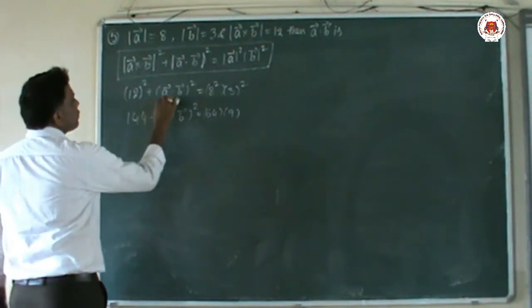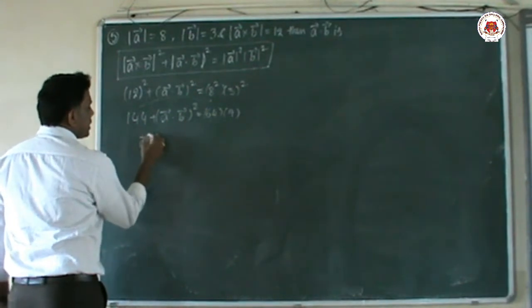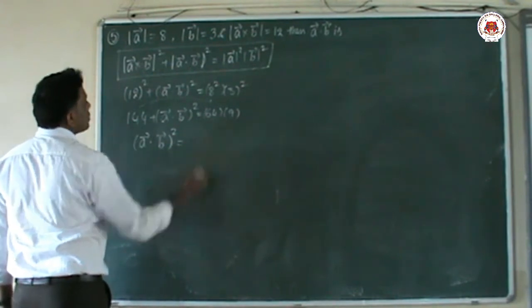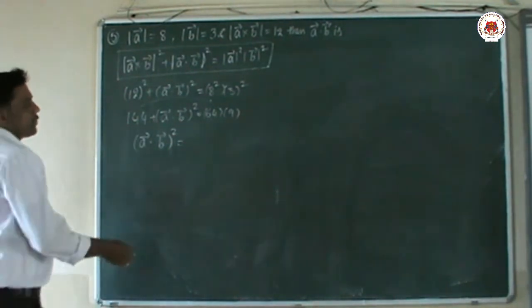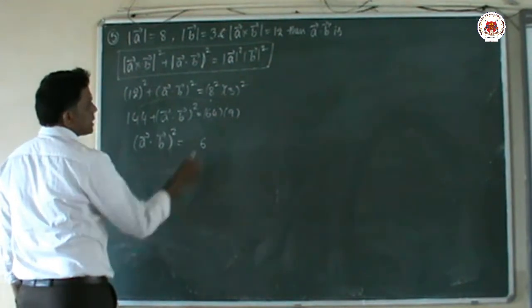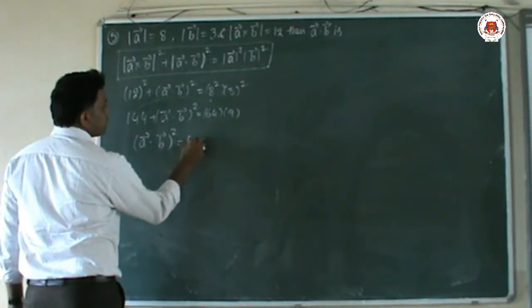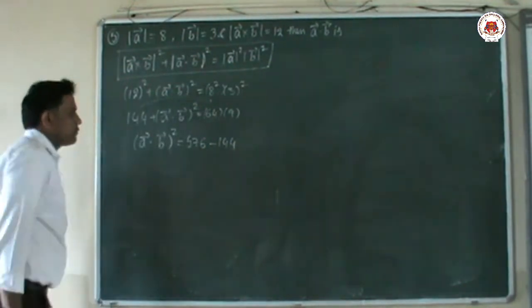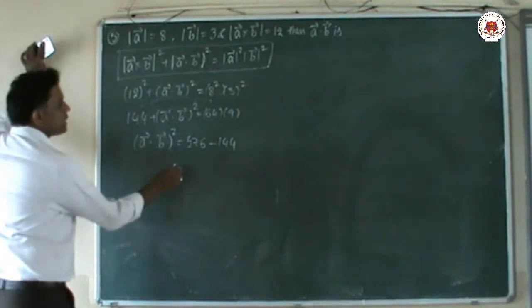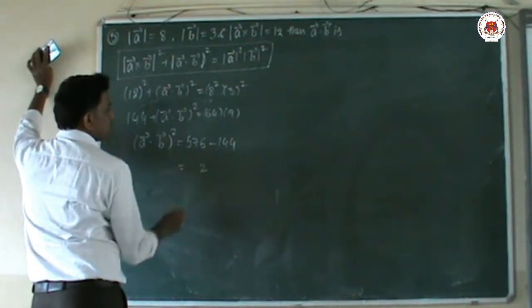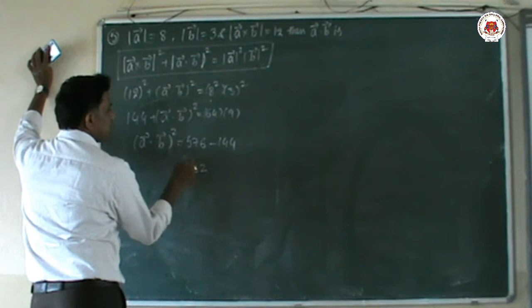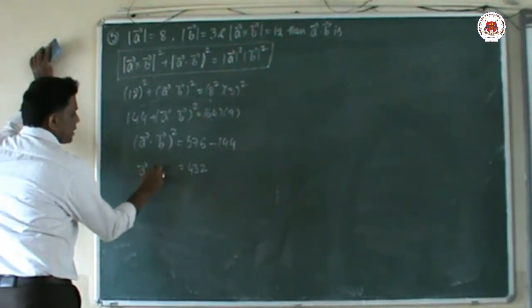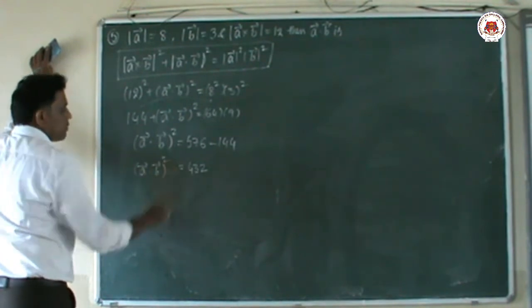So we can send this 4 to that side, then vector A dot vector B whole squared equals 64 times 9. So 64 times 9: 9 times 4 is 36, 9 times 6 is 54, 54 plus 3 is 57, so 576, minus 4 on the other side. If we do the subtraction, 6 minus 4 is 2, 7 minus 0 is 7, and 5 minus 0 is 5. So this is vector A dot vector B whole squared.